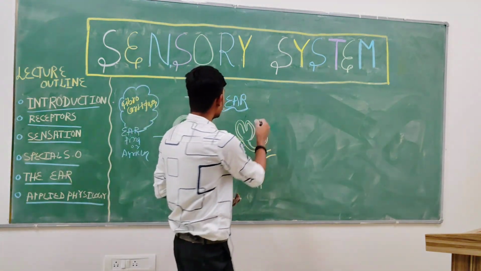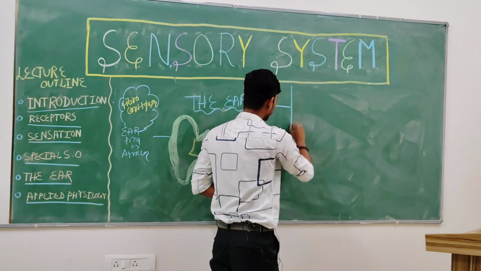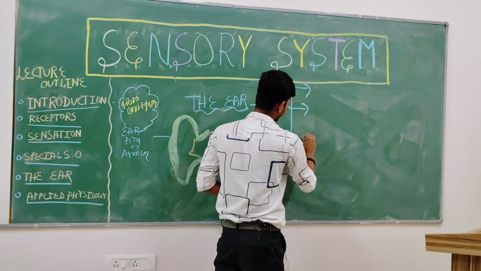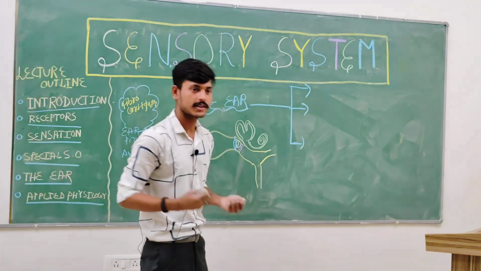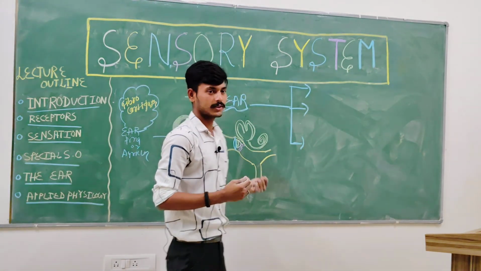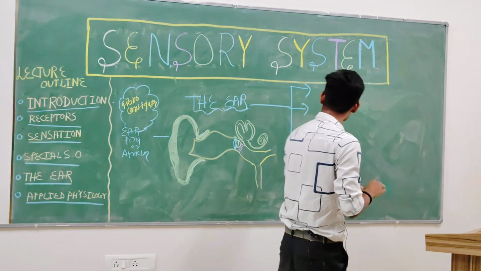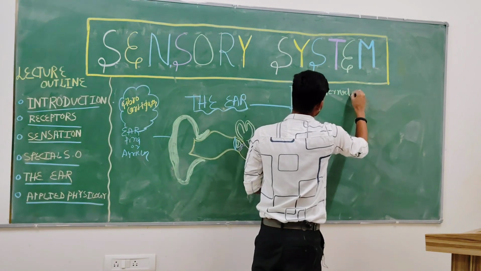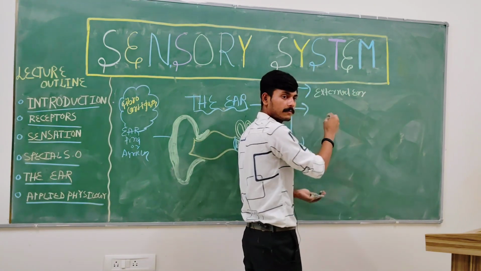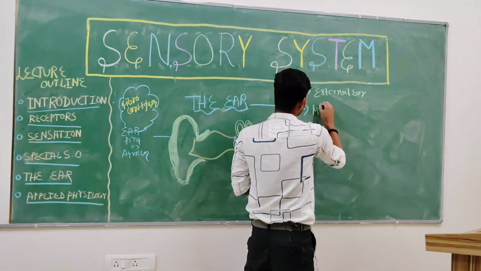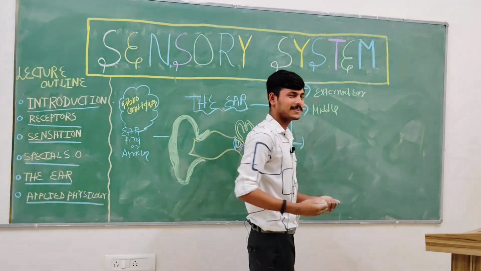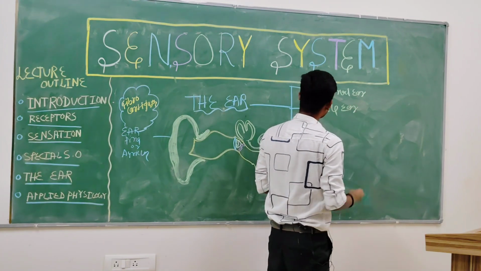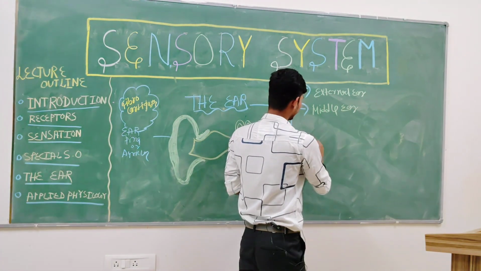Now the ear is divisible, for ease of study, into three parts. Can you name them quickly? External ear, very good. Then the middle ear, very good. If you know something, show your confidence; your voice should be louder. Middle ear, and then inner ear.